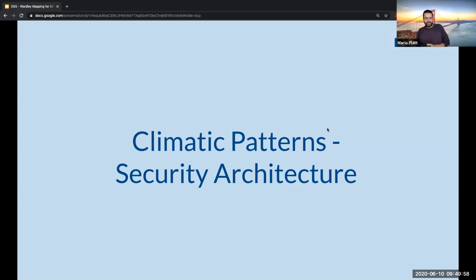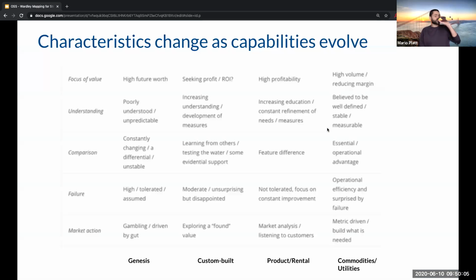So now we're going to talk about some climatic patterns that I think are particularly relevant to security architecture. So this is how we know that one of the climatic patterns is that characteristics change as capabilities evolve, right? So something that is an internal prototype may have the potential for high future worth versus something that is high volume and low margin, right? Which is what happens with commodities.